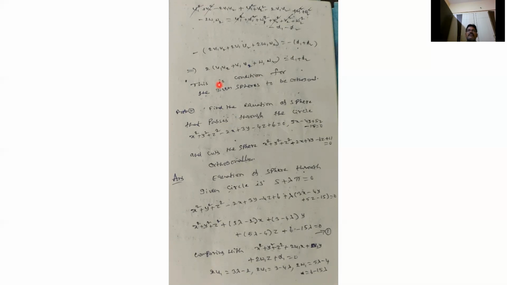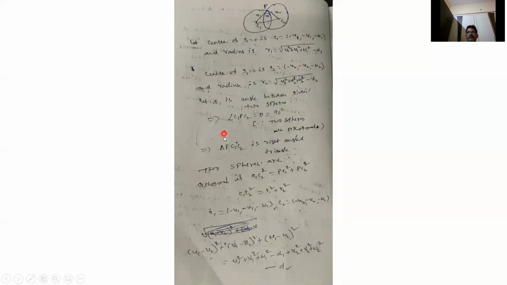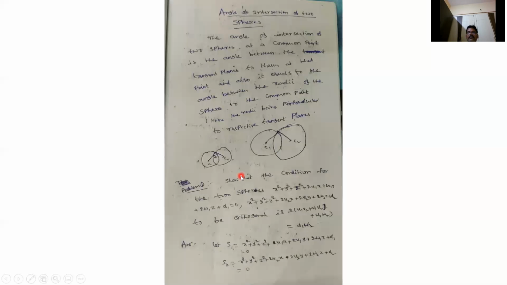So minus minus will be cancelled. Finally we get 2 of u1 u2 plus v1 v2 plus w1 w2 is equal to d1 plus d2. So finally, the given two spheres are orthogonal when 2 of u1 u2 plus v1 v2 plus w1 w2 is equal to d1 plus d2.